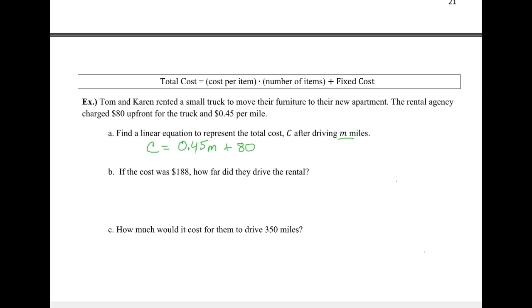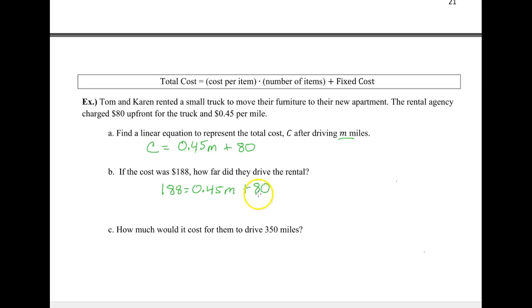Now, on part B, it says if the total cost was $188, how far did they drive the rental? So the cost was $188. Now I'm plugging $188 in for C. I know the cost. I don't know the number of miles. That's still a variable. Anything I don't know, I leave as a variable.